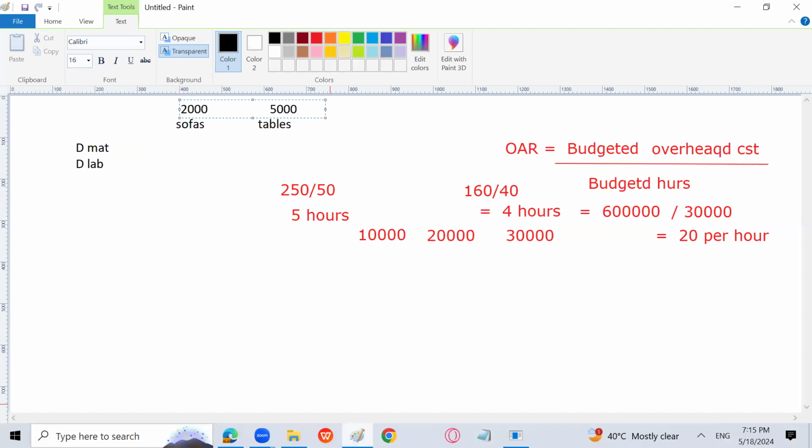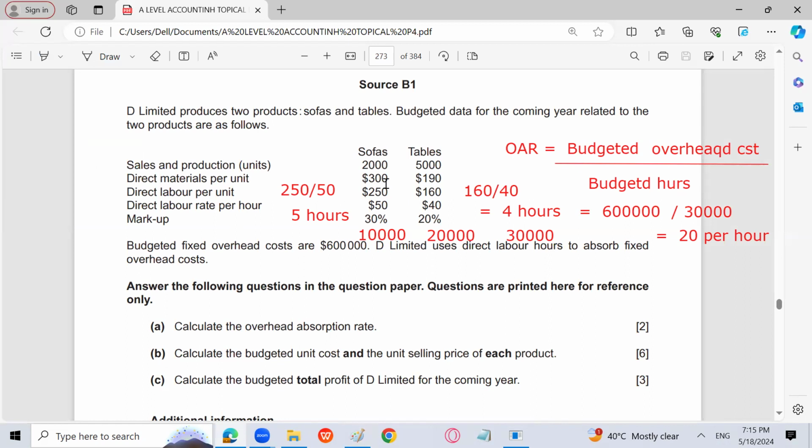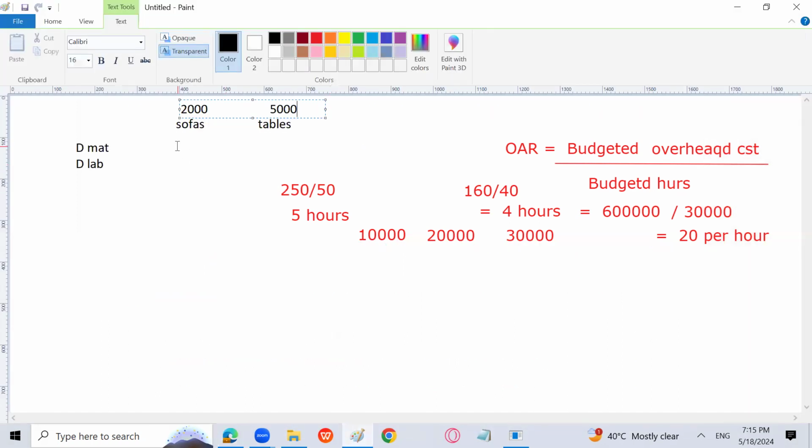So let's see, direct material per unit, 300 and 190. Direct labor per unit, 250 and 160. I'll write over here, 300 and 190. Direct labor per unit are going to be 250 and 160. I'll write over here, 250 and 160. Okay.